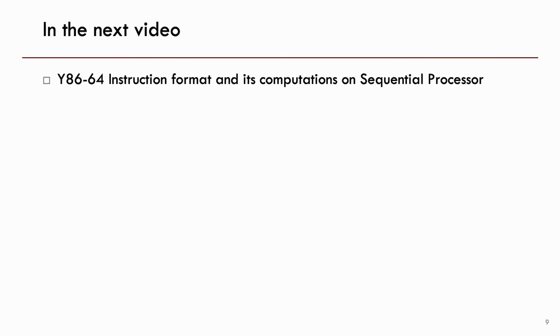Okay, that's it. So in this video, I talked about programmer-visible state as the first part of instruction set architecture. And in the next video, I'll talk about the instruction format of y86 and its computations on a sequential processor.